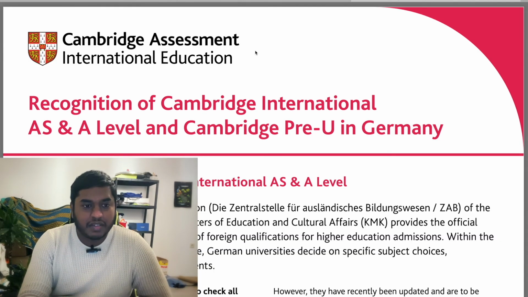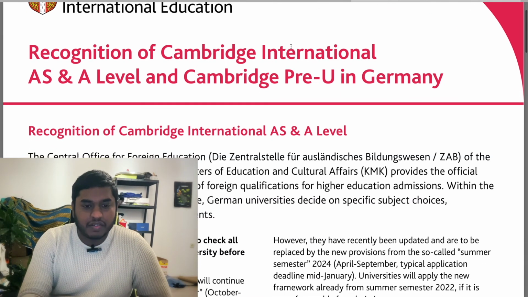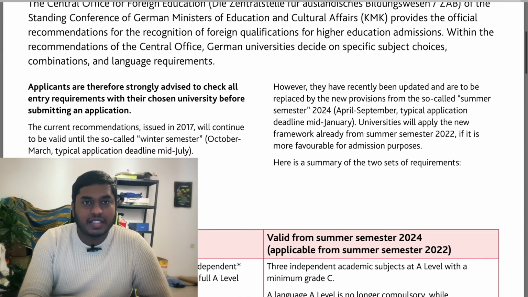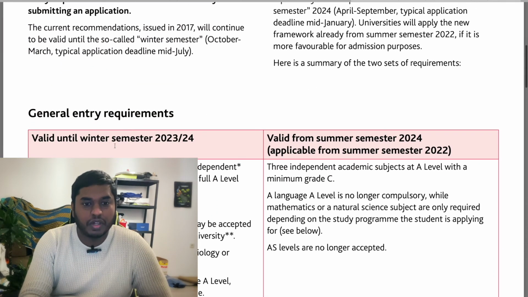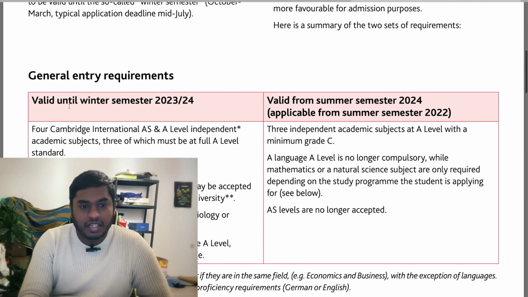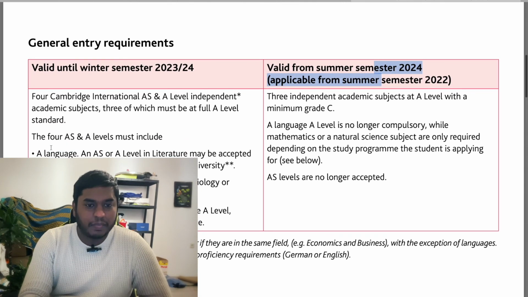There's another website which I promised you. This is a PDF document. Here you can see the same things that I told you, just in a table format. Until 2023 winter semester, and from summer semester 24, the old and the new rules. The main difference is four AS and A levels must be included, a language subject and one of the science subjects should be there. And in the new one, a language subject is no longer compulsory, and in all three subjects you should have at least C.